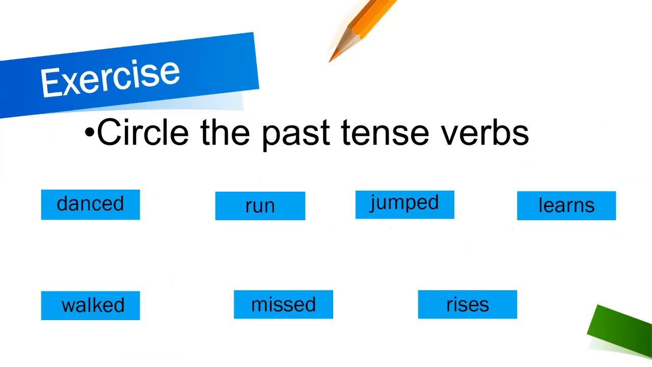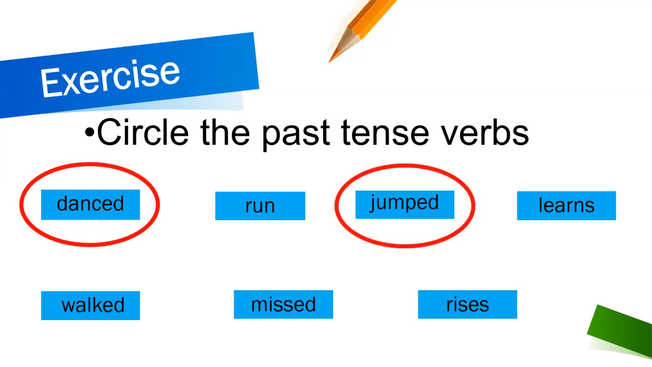Circle the past tense verbs. We know that ed is added to most of the words in the past tense. Can you find one? Excellent. Danced. Is run in the past tense? No, it is not. Jumped. Is it a past tense verb? Yes, excellent. Learned? No, because s is added to the present tense verbs.